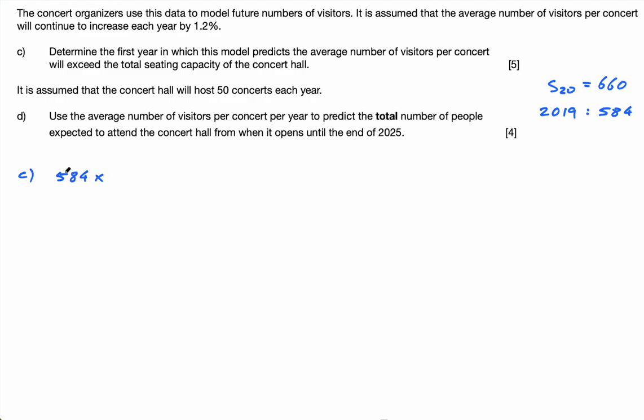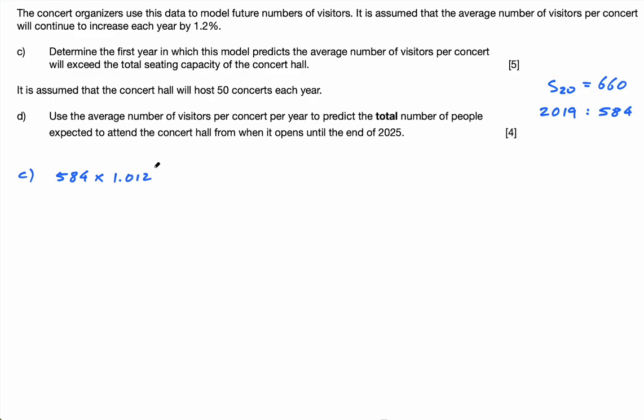And then in 2020 there's 584 times 1.012. Then in 2021 we multiply by 1.012 again, and I keep going and I keep multiplying until I get to a number which is bigger than 660. Now you can do it the long way, just make sure you show all your working and that one value is less than 660 and the next value is bigger than 660.